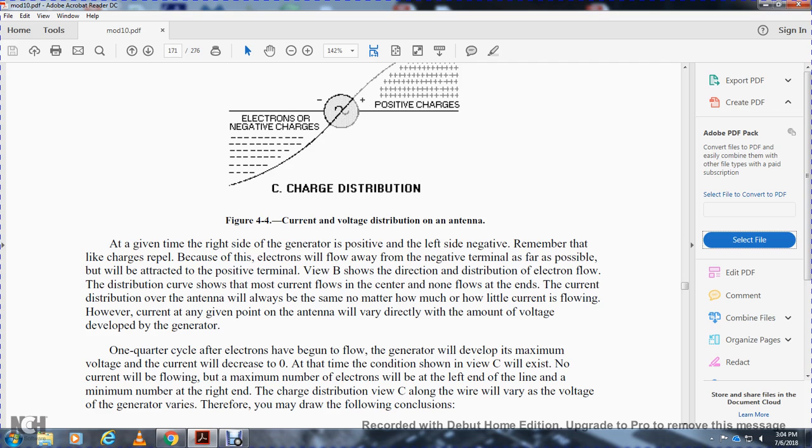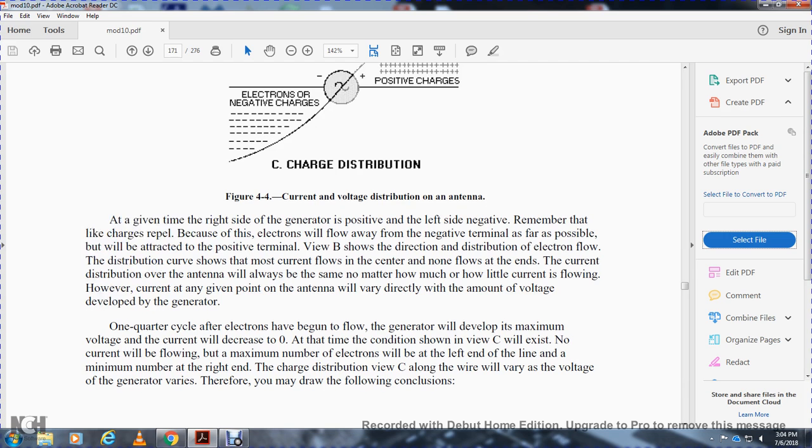There is no flow at the ends. The current distribution over the antenna will always be the same, no matter how much or how little current is flowing. However, the current at any given point on the antenna will vary directly with the amount of voltage developed by the generator. A quarter cycle after the electrons have begun to flow, the generator will develop the maximum voltage. Current will decrease to 0 at the time the condition shown in view C will exist. No current will be flowing.